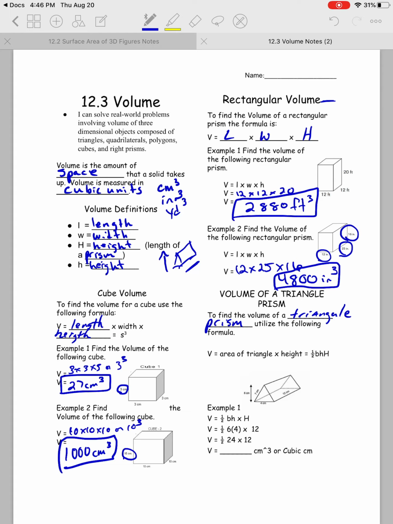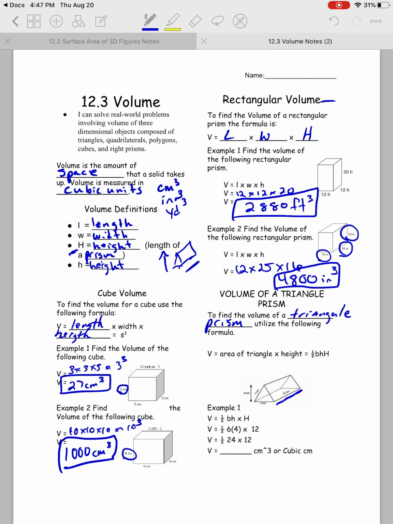Okay. Volume of a triangle prism. To find the volume of a triangular prism, there's a little bit more math, but it's not bad. It's the area of the triangle times the height. And when we say height, we're talking big H. Remember the big H over here. It's this side measurement here.